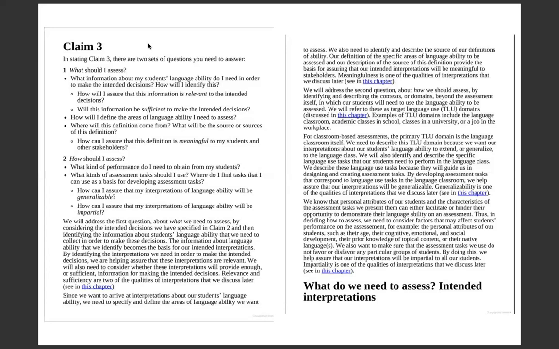And then we have this. Hugo, can you analyze this one? How can you assure that your interpretations of language ability will be generalizable? Because remember that one of the principles of assessment in the process is that the results should be generalizable. So how can you guarantee that?